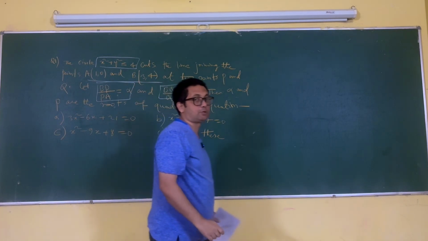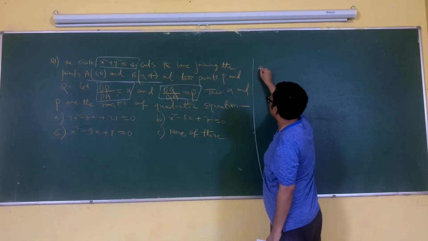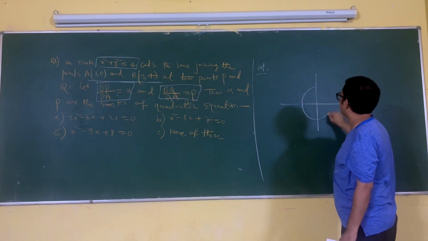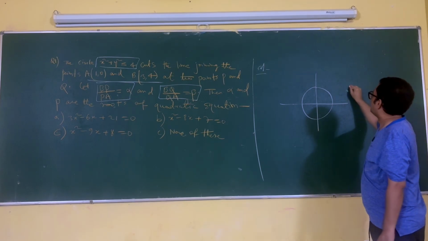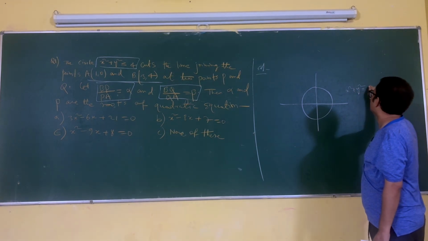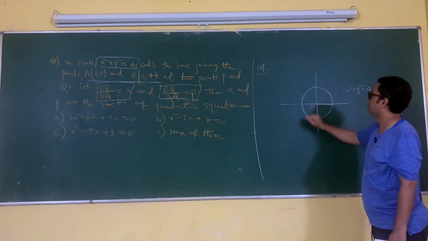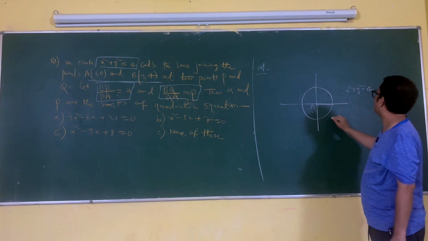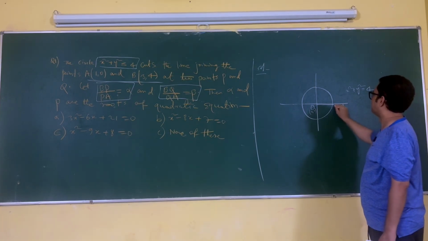So for this question, what should be the approach? First of all, let's draw it, x square plus y square is equal to 4. So this is your x square plus y square is equal to 4. So radius is 2, here radius is 2, O being the origin, 0, 0, and here it would be 2, 0, correct.